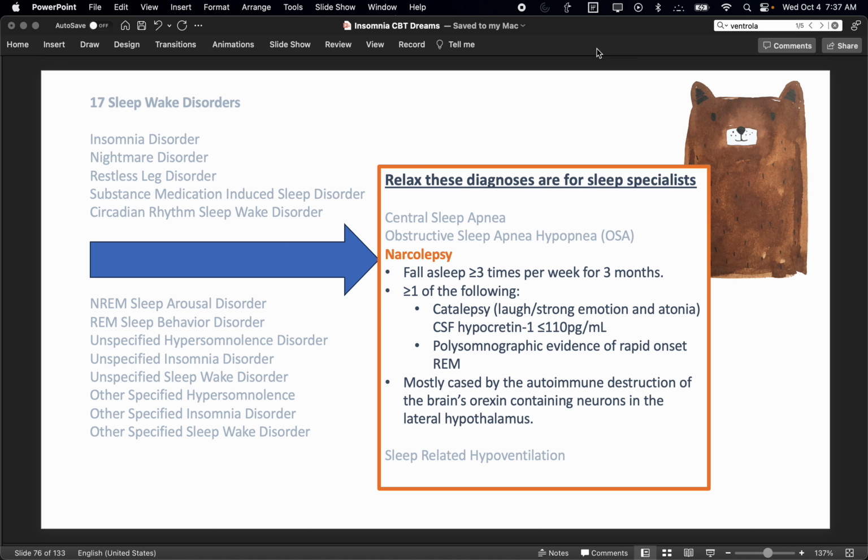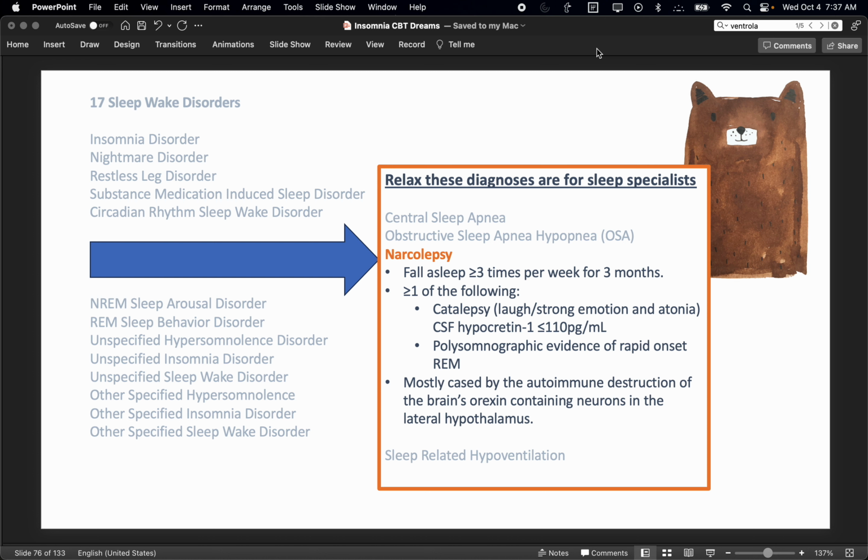So narcolepsy is where a person, at least for 3 months, 3 times a week, falls asleep spontaneously, and then they need evidence of one of these additional pieces. One is cataplexy, which is whenever you have a strong emotion, and then they go atonic immediately. So basically the person laughs or does something like that, and then they immediately fall asleep.